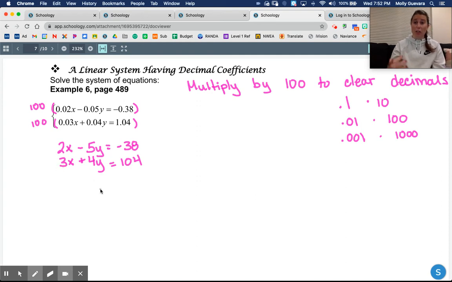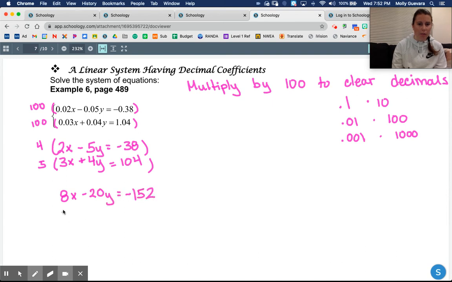Now I need to eliminate a variable. Do I want to eliminate the x's or the y's? I'm going to go with the y's just because one's negative and one's positive already, but the x's might produce smaller numbers. So really it's whatever you prefer. Okay, so I'm going to multiply this top equation by 4, which is okay, and the bottom equation by 5. So this gets me 8x minus 20y equals negative 152. And then 15x plus 20y equals 520.